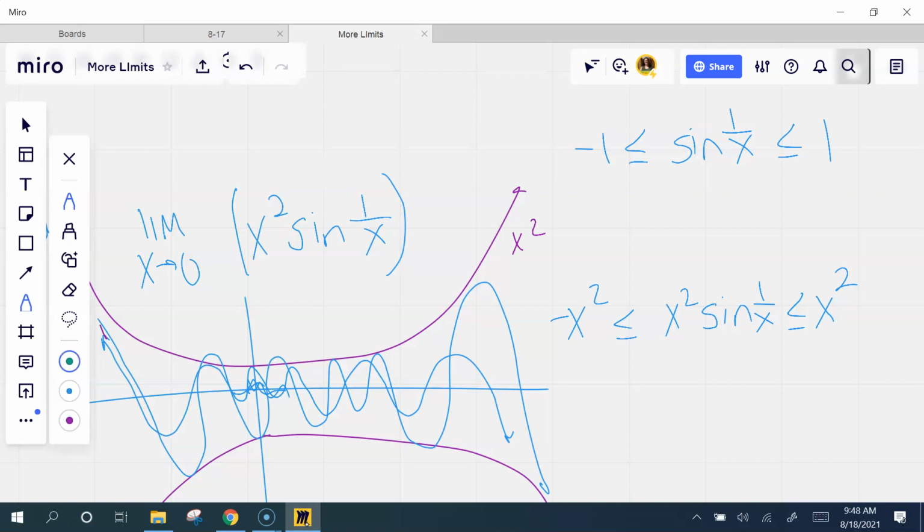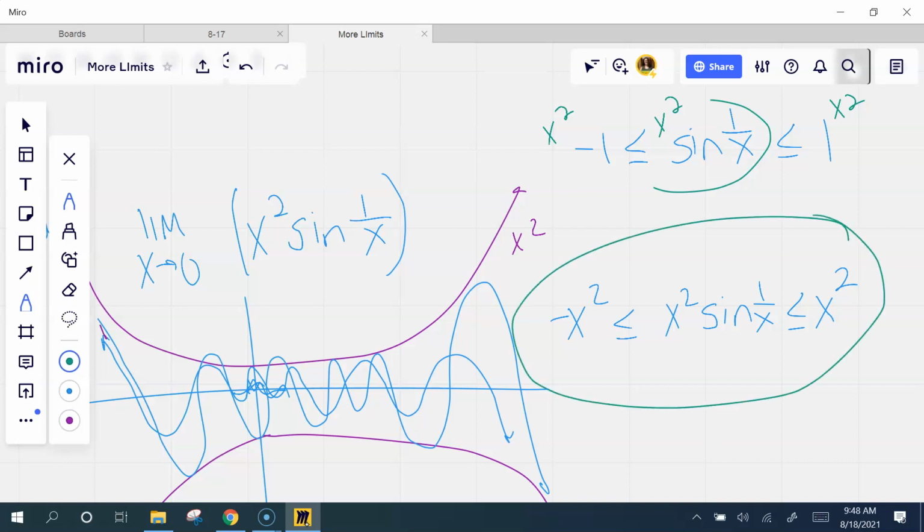It's always going to lie between negative 1 and 1. So if I took this and said, okay, I'm going to multiply all sides by x squared, would you agree that I can do this with an inequality? I can multiply all sides by whatever I want, right? That leads me here. So you've got it graphically and algebraically.